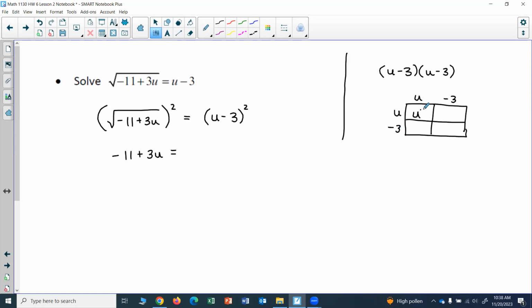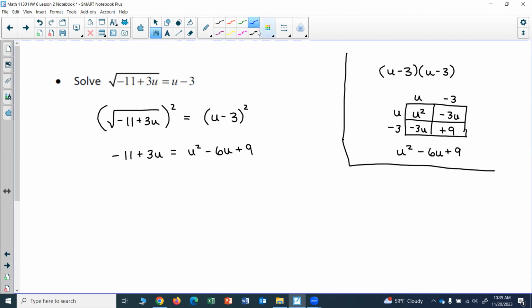So in the top left box, I get u squared. Top right box, I get negative 3u. The lower left box, I get negative 3u. And the lower right box, negative 3 times negative 3, gives me a plus 9. So I get u squared, combine your like terms, so u squared minus 6u plus 9. So that was just multiplying out the right side. So I have negative 11 plus 3u equals u squared minus 6u plus 9.